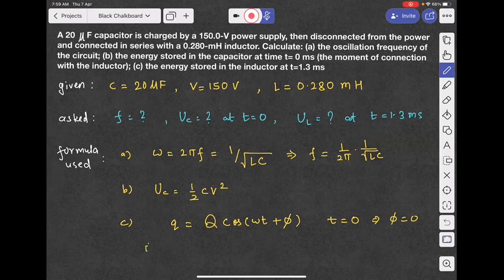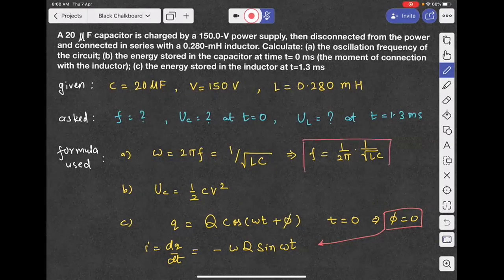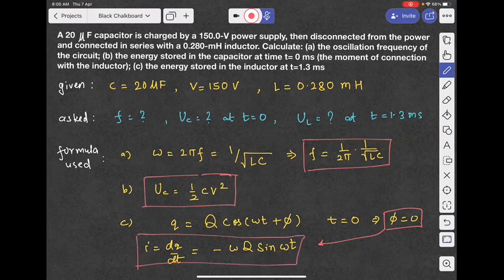So we know that I is dq by dt. Hence, I will become minus omega q sine of omega t. Here, I have also done the substitution of phi equals to 0. So these three are our required equations for calculation of part A, B, and C. So now what is left is just to substitute and calculate. Let's do it one by one.